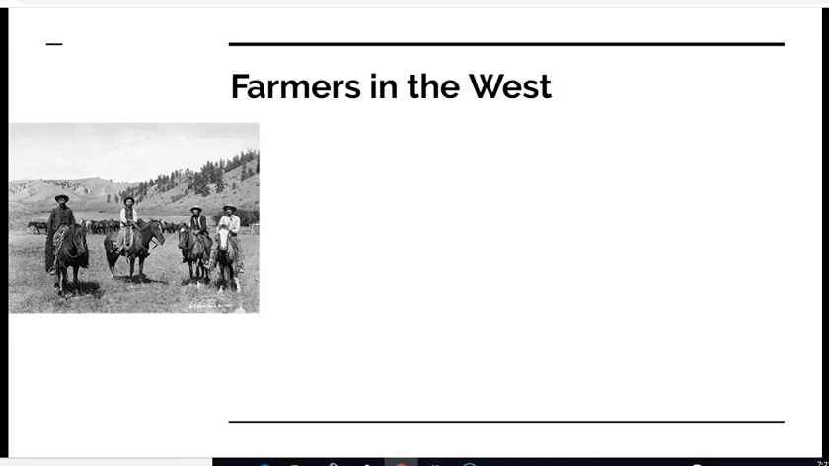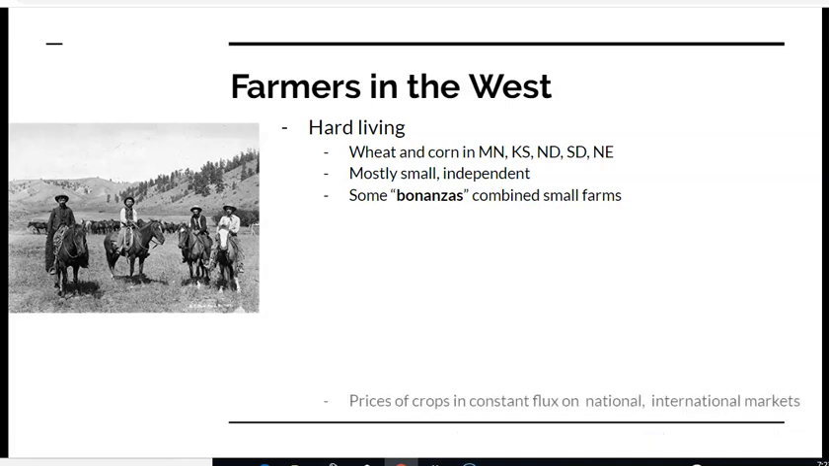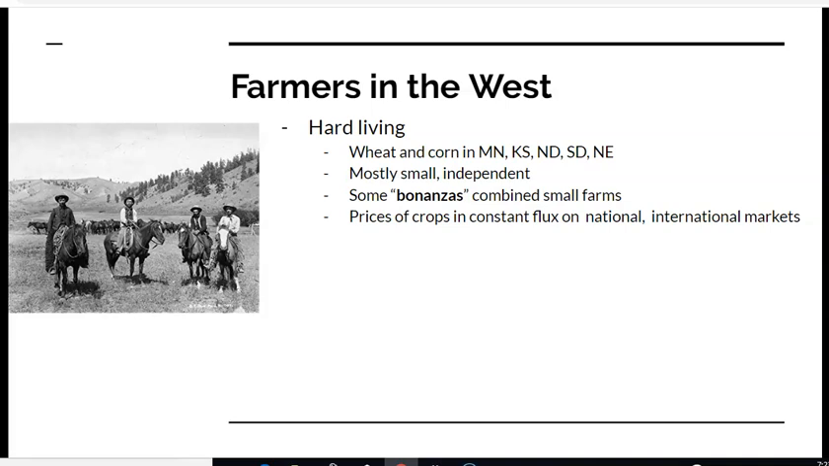And of course, lots of farmers lived out west. But this was hard living. Being a farmer is not easy. A lot of wheat and corn were grown in places like Minnesota, Kansas, North Dakota, South Dakota, and Nebraska. Most of the farmers at the beginning were small, independent. You had some bonanzas, or a combination of small farms that would try and grow one crop and make a lot of money. However, as a farmer, prices of crops were in constant flux on national and international markets. So you were never sure each year what your crops would sell for, what price.